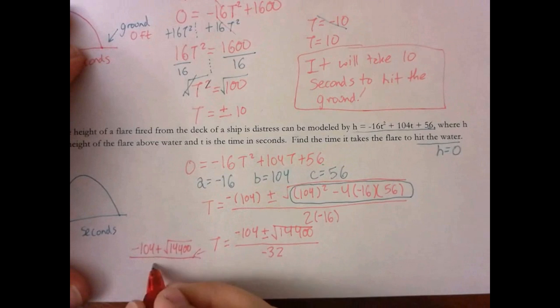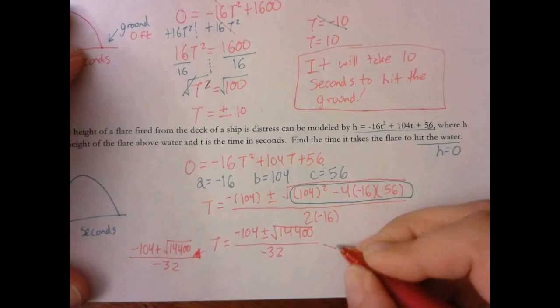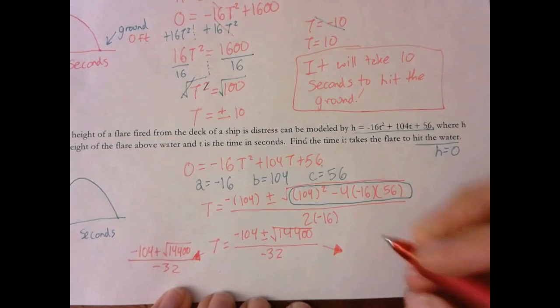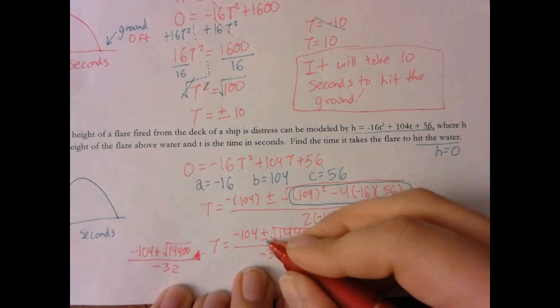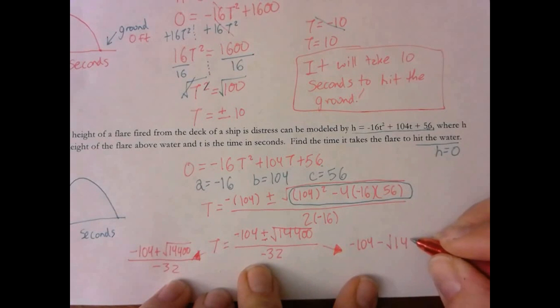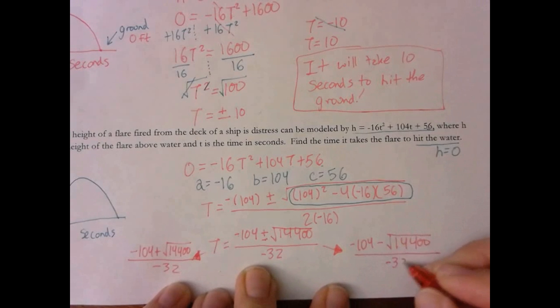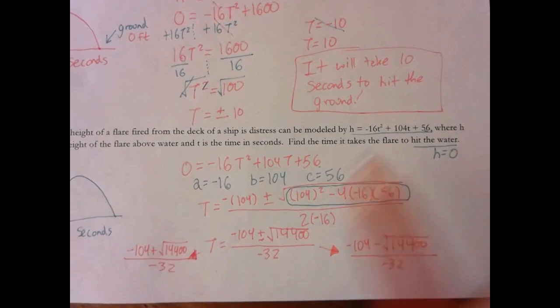All over negative 32. That's one problem. The other solution we have is negative 104 minus the square root of 14,400, and that's all over negative 32. And please be careful when you put it in your calculator.